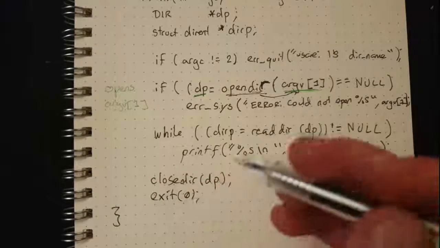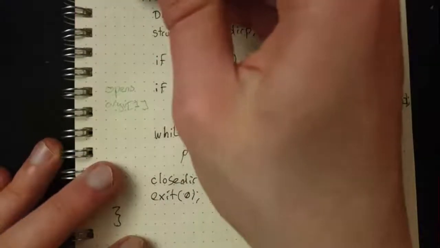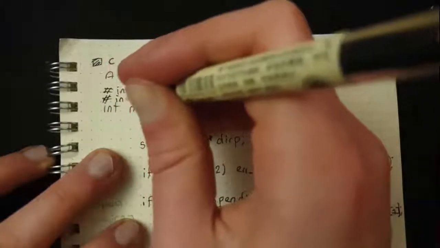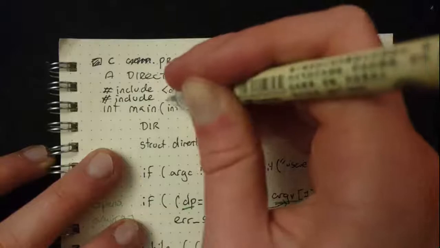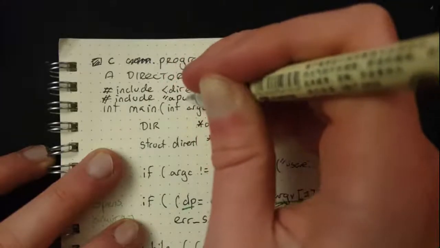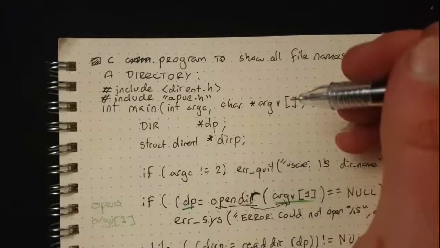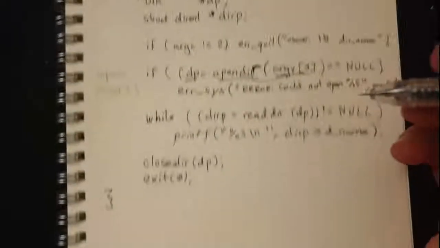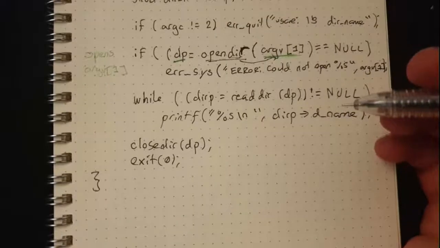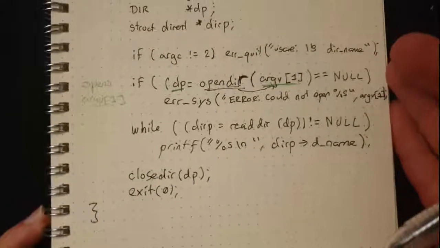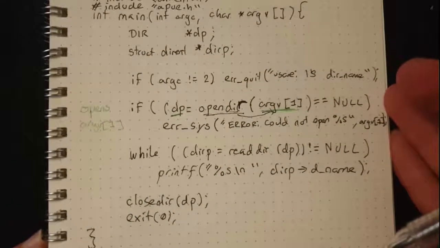Now we also have to include apue.h from their included files, which basically contains any functions you might have used that are not included.